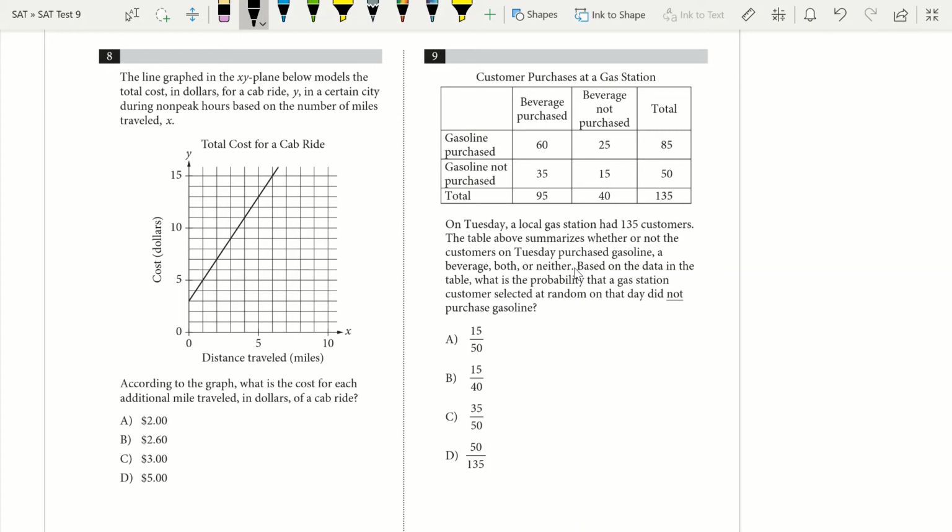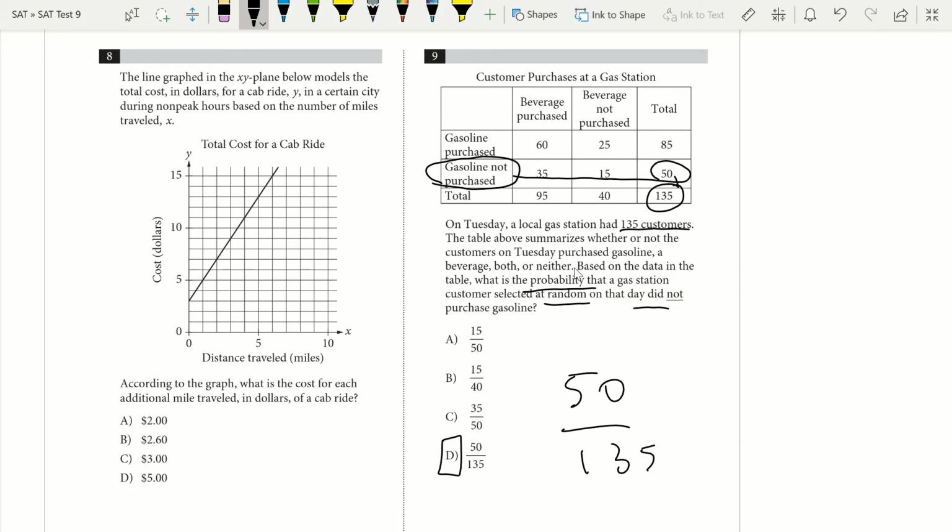All right, your 30 seconds is now up, so let's go through number 9. On Tuesday, a local gas station had 135 customers. The table above summarizes whether or not customers on Tuesday purchased gas, a beverage, both, or neither. Based on the data, what's the probability that a gas station customer selected at random, that's a key part here, on that day did not purchase gasoline? Okay, so we go to gasoline not purchased, and we know that we want this out of our total. So we have 50 people who did not purchase gasoline out of our total of 135. Thus, our answer would be 50 out of 135 is the probability that they did not purchase gasoline if they went there. So our answer there is going to be D.